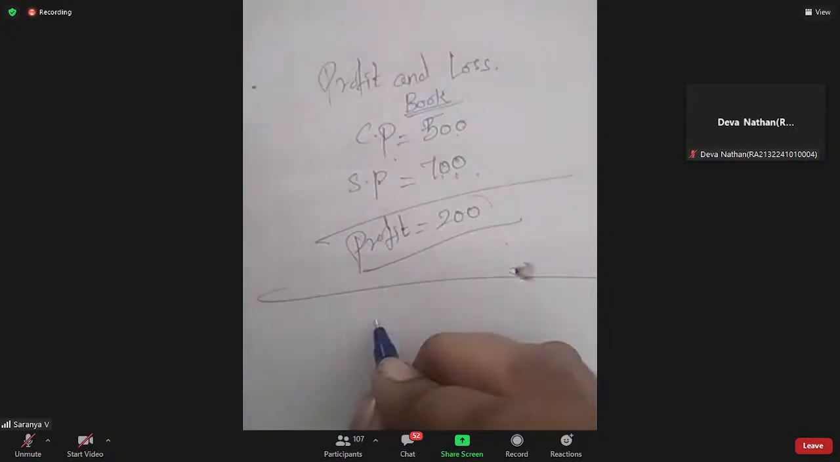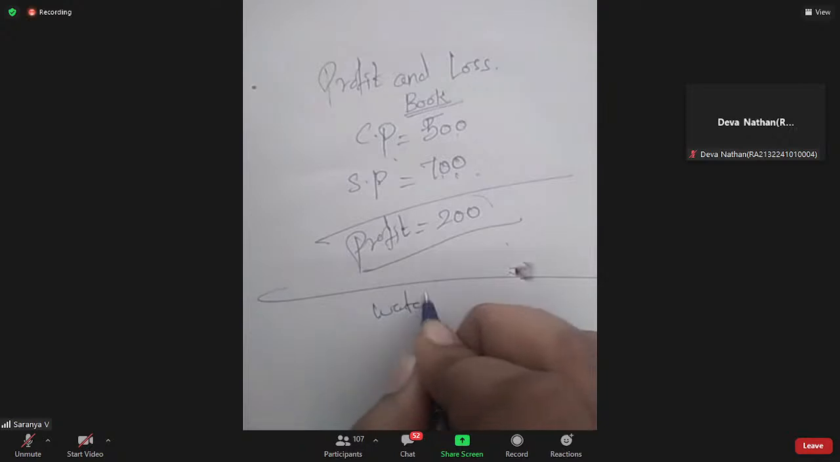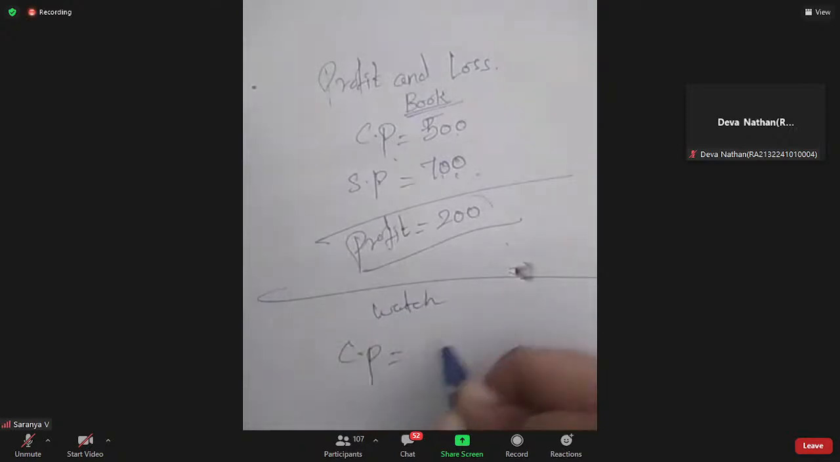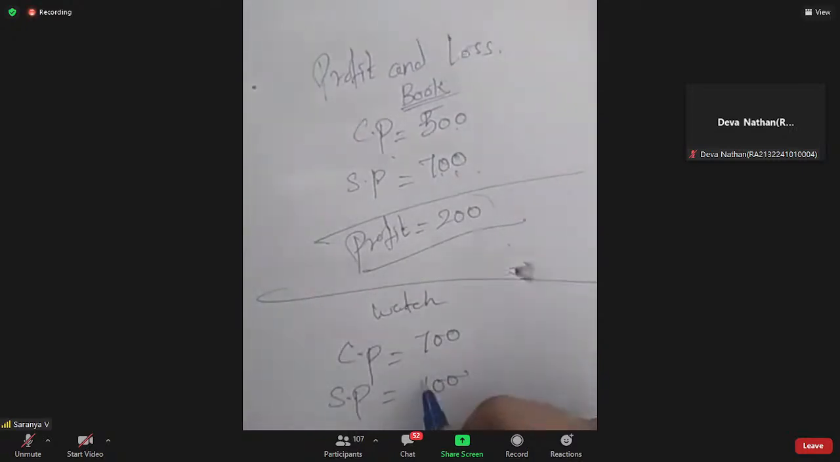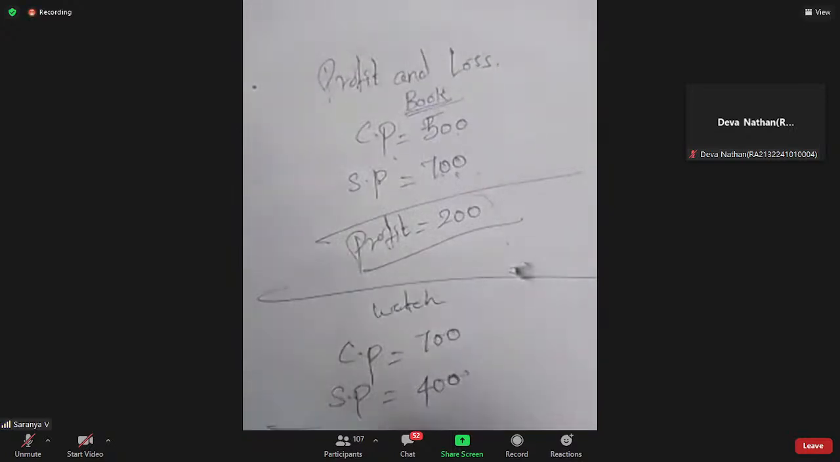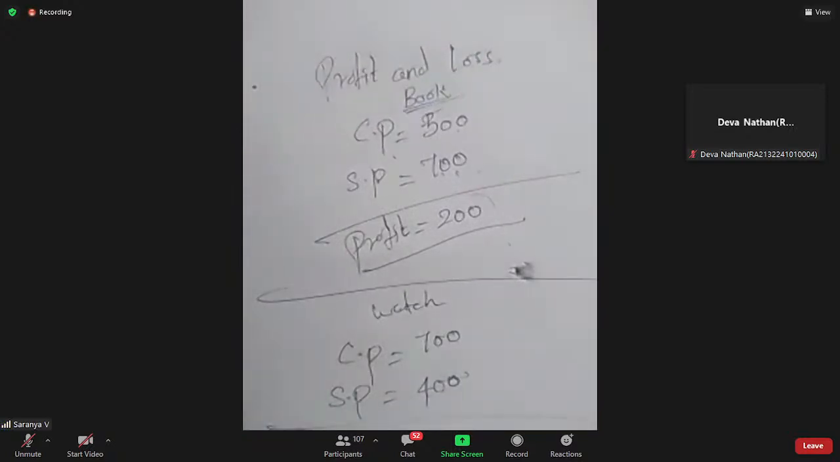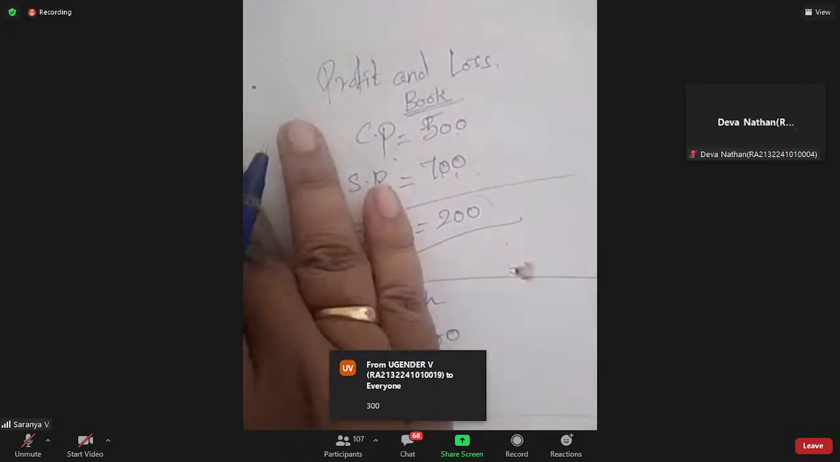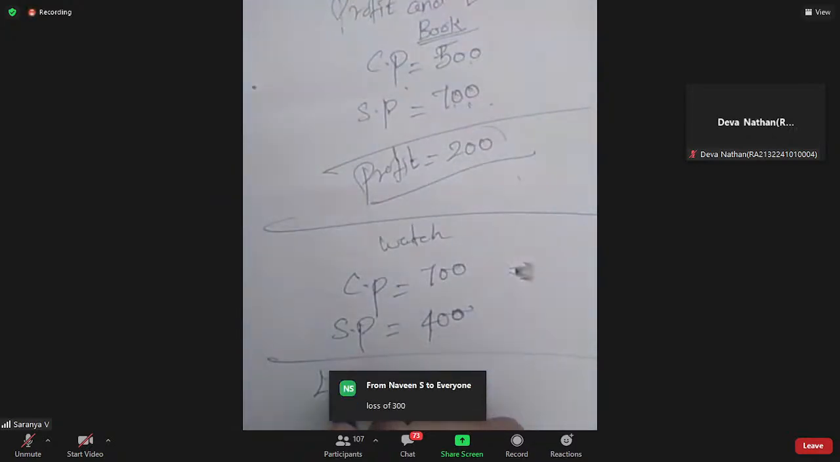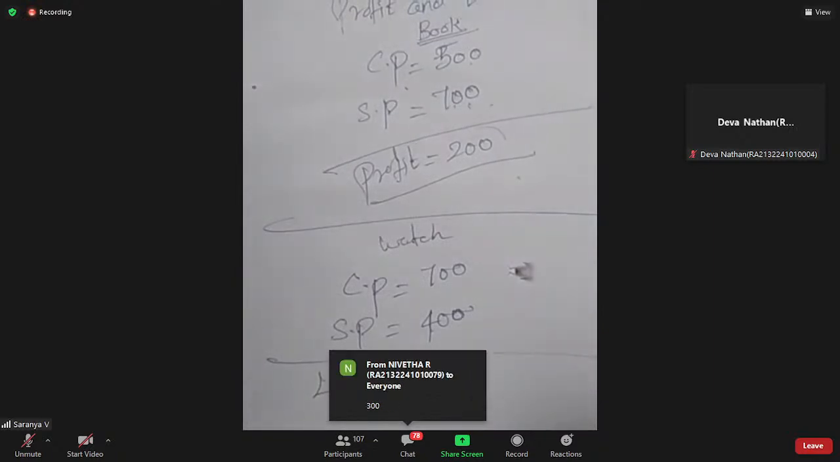Maybe a watch, the cost price is 700, and the selling price is 1000, or the selling price is 400. Is it a profit or a loss? How many rupees? Yes, it is a loss. 300 rupees. Okay.